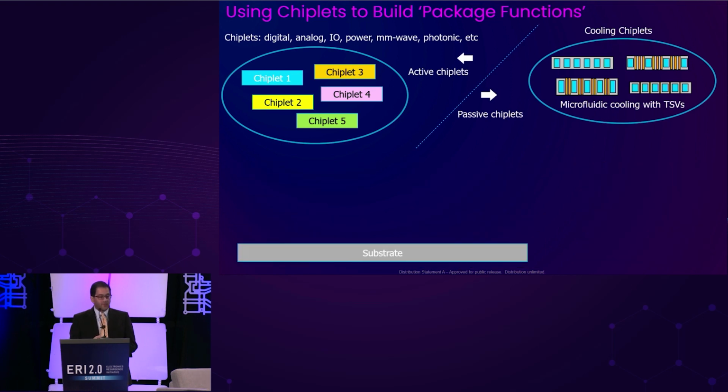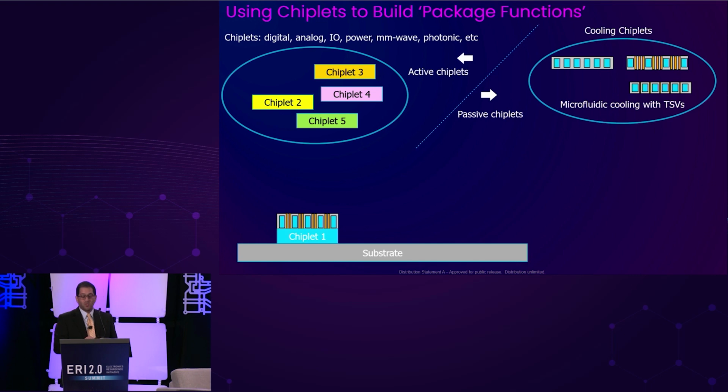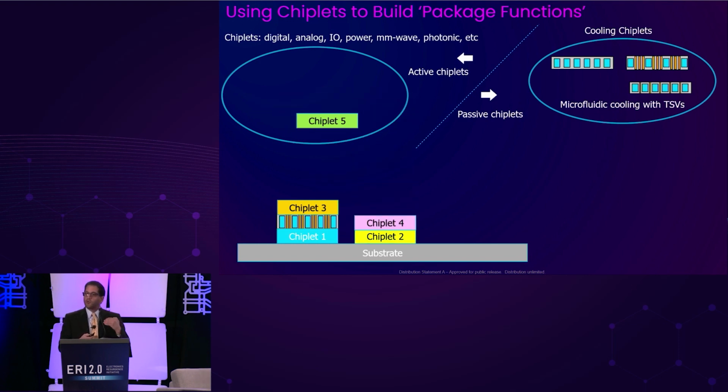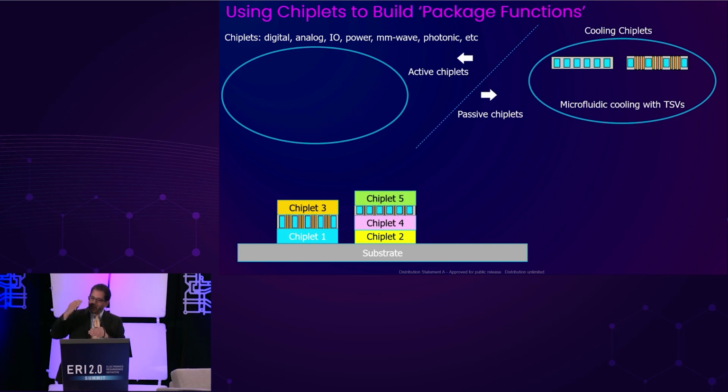And so, given all the advances that have been happening in 3D HI recently, we believe that we can hybrid bond, for example, these cooling chiplets in a 3D stack with active chiplets. And so that way you can bring liquid cooling directly to where you need it in a 3D stack without obstructing the electrical connectivity needs in the stack.